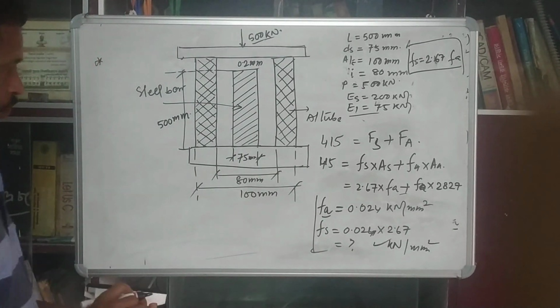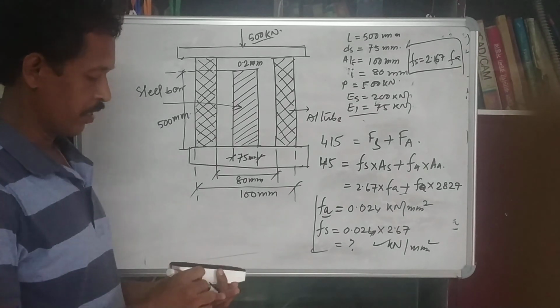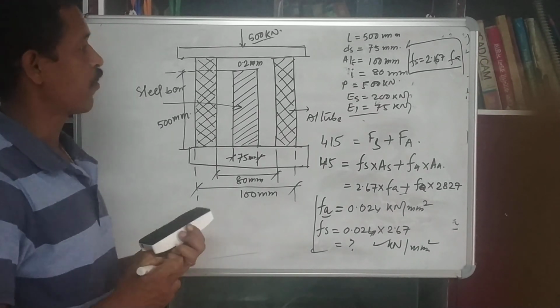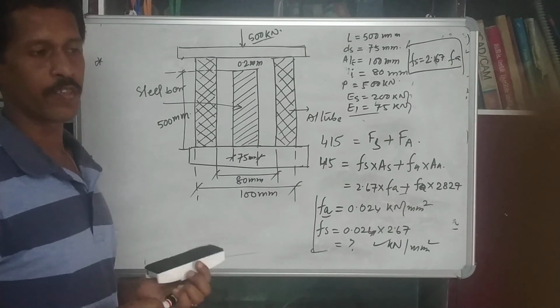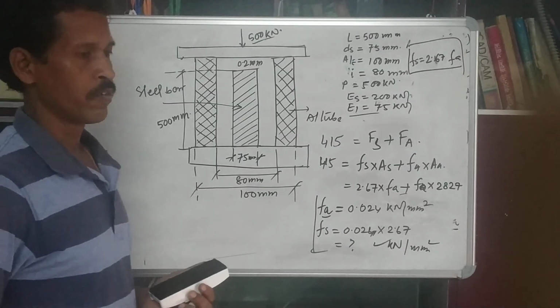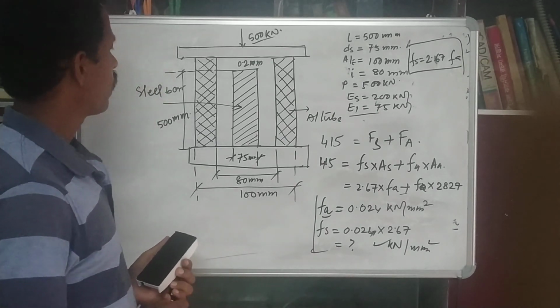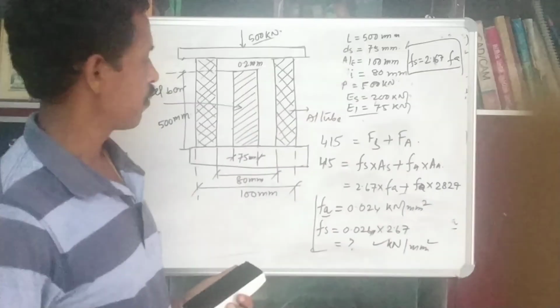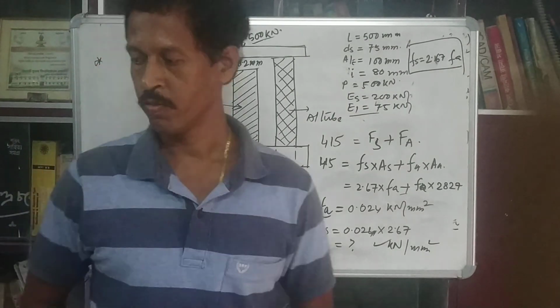So this is a simple problem. We can have different types and varieties of problems in the books, so you can study them. So the problem is complete. Okay, thank you.